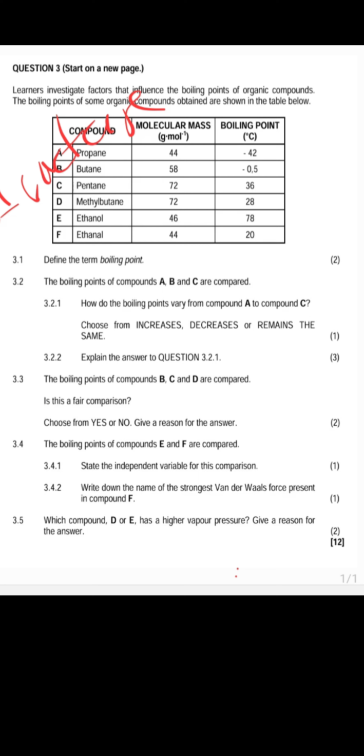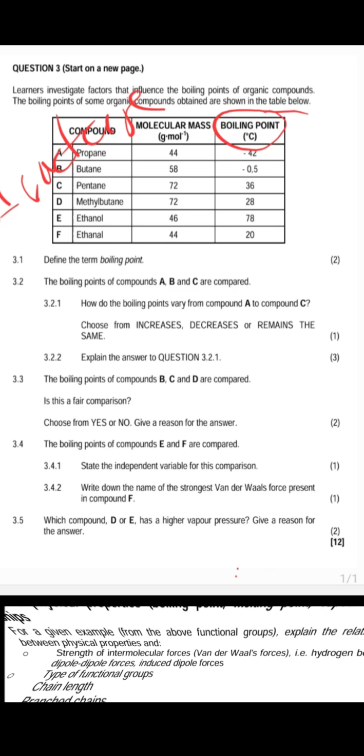Some of these physical properties to think about include the boiling point. So we have to know the boiling point, the melting point, the vapor pressure, and things such as density. Those are things we have to talk about when we think of the physical properties of organic compounds.